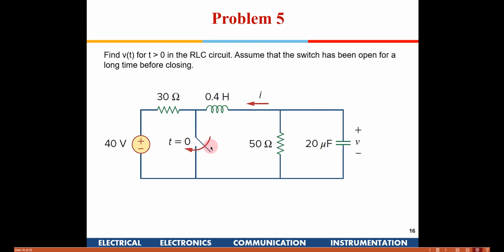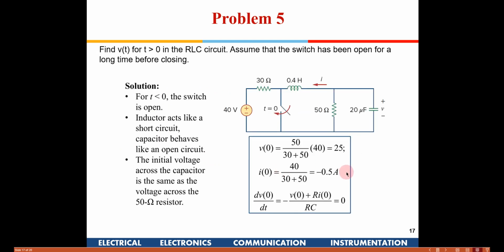This is open for a long time, right? Now again, it is closed out here. So if it is open for a long time, we need to find out the steady state. Obviously, the steady state current in this will be 40 divided by 80 ohms, which is 0.5 ampere, and whatever is the voltage across 50 ohms will be 40 into 50 divided by 80, which we will get as 25 volts. So V0 is equal to 25 and I0 is equal to minus 5 ampere.